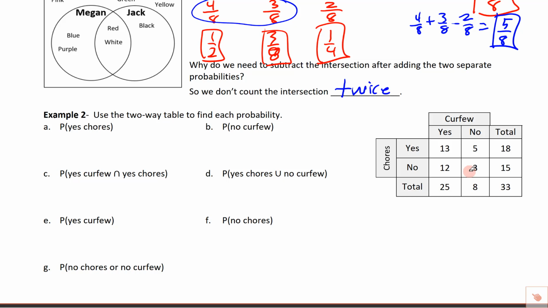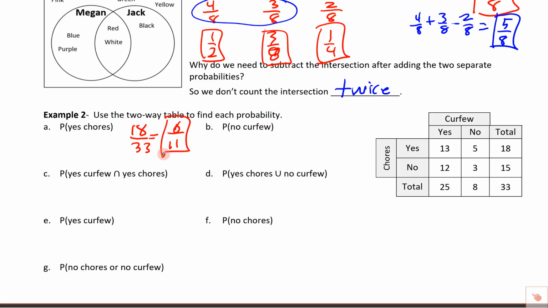So we want to find some probabilities now. Probability of yes chores. Outcomes in the sample space: 33. Yes chores. Hold on, what is it? 18. I was looking at curfew. We've got to find the right one. So we're doing this by rows. Chores are the rows, so we find yes for chores, and come over here. So it's going to be 18 out of 33. Luke, what should we do? Simplify. Very good. So this is going to be 6 out of 11.